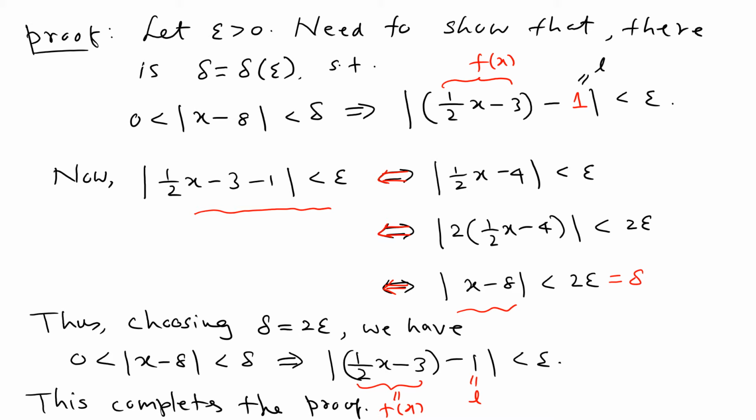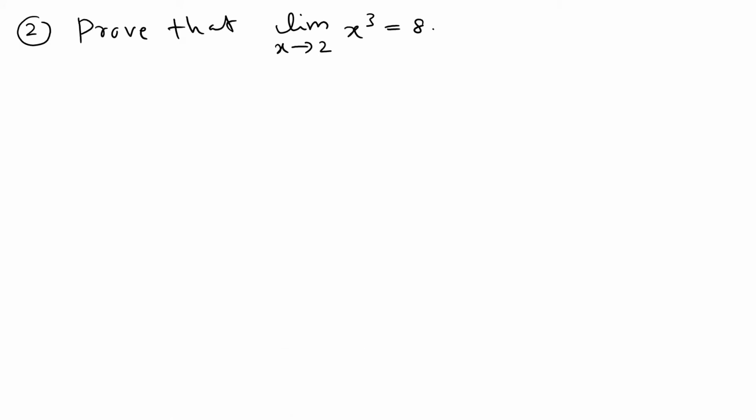So let's look at the next problem. As the next one, we have to prove that the limit as x goes to 2 of x cubed equals 8. Again, x cubed is a polynomial, so you can plug in the value and get the limit, which is 8. But let's see how we can prove this. This time, I'm going to use a slightly different argument, and let's see how it works.